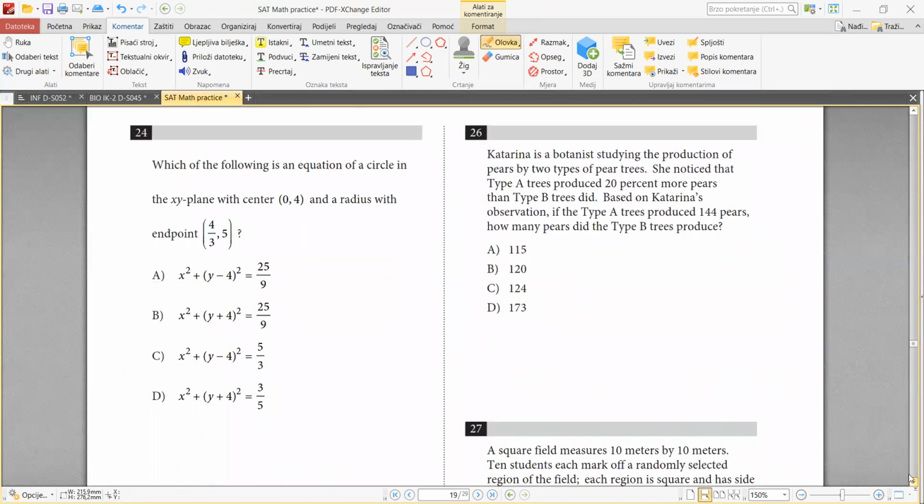And let's go to question number 24. Which of the following is an equation of a circle in the xy plane with center 0 and 4 and the radius with endpoint 4/3 and 5? So center, we can mark it as P and Q. Equation of a circle is then written like this. Equals r squared.